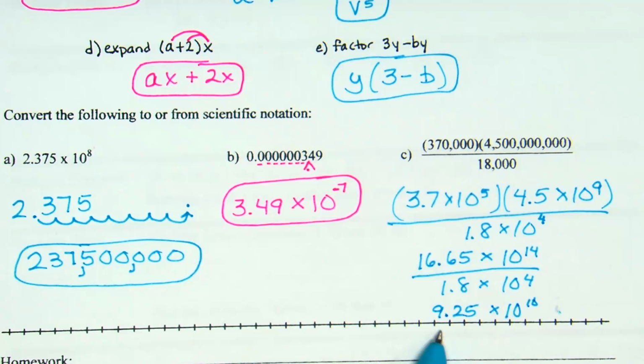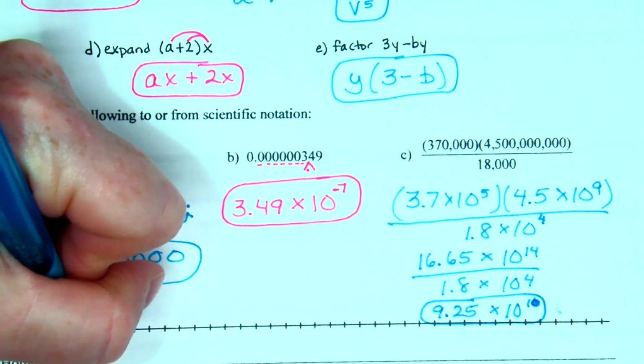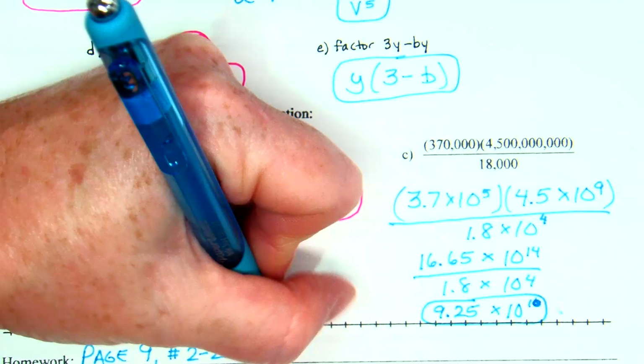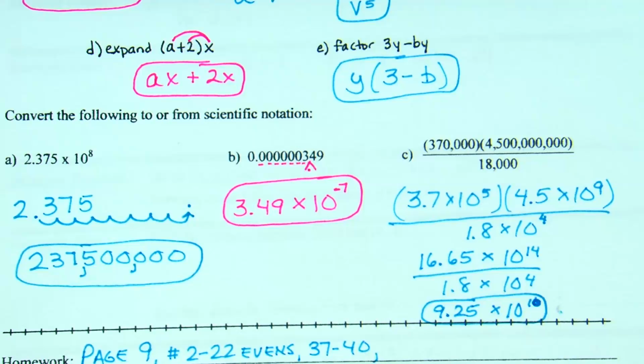Okay, if you did not write it down yesterday, write it down today. Page 9. 2 through 22, evens. 37 through 40, realize 37 through 40 is going to be all, right? And then 43 through 45 is going to be all. And 48 to 64, evens. So make sure you have that assignment written down.